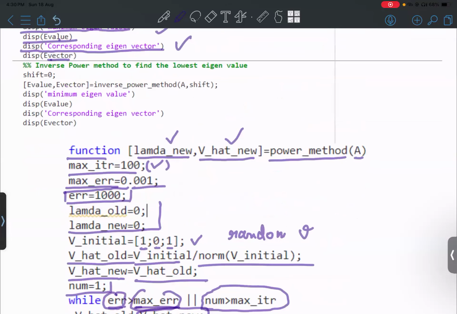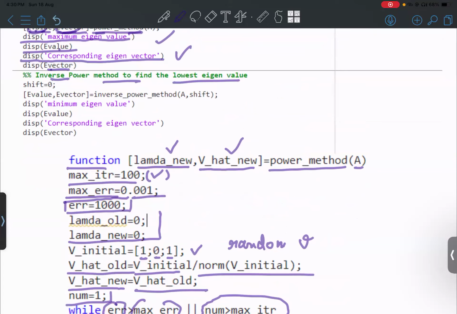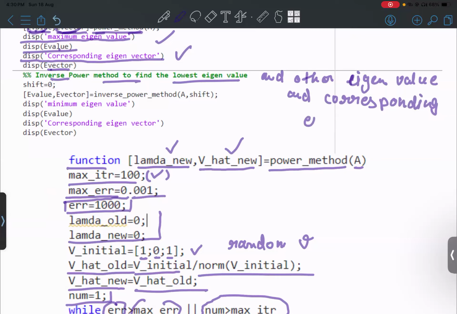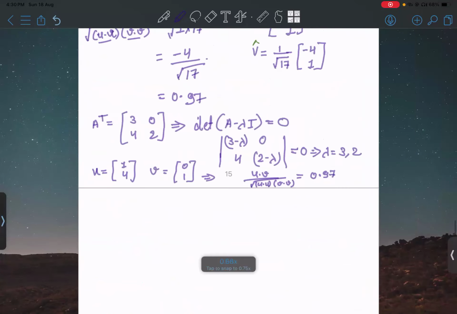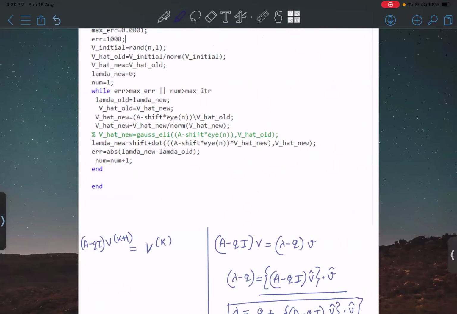Then I will use the inverse power method to find the lowest eigenvalue and other eigenvalues and corresponding eigenvectors. For that, I will define some shift. This shift is nothing but the q that we defined earlier. So I will simply copy the formula from there. I think I have written it further down also. So this is the formula I have.